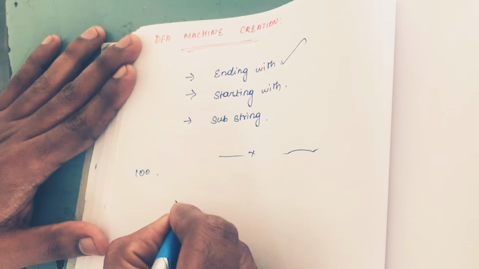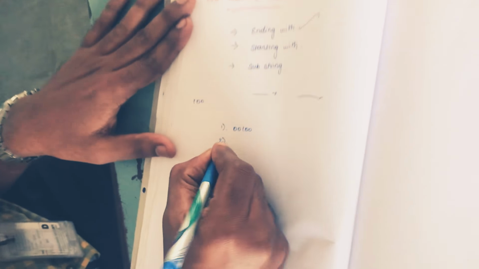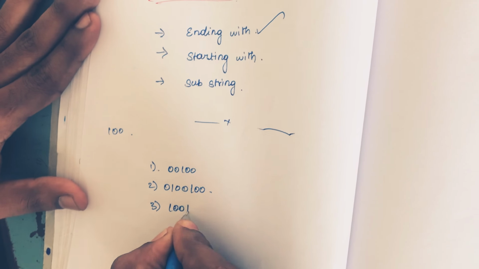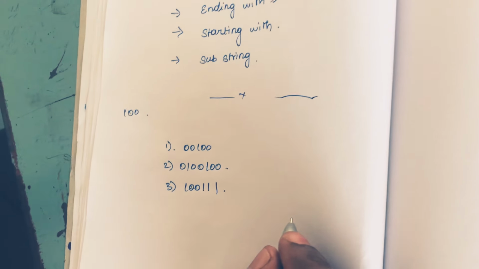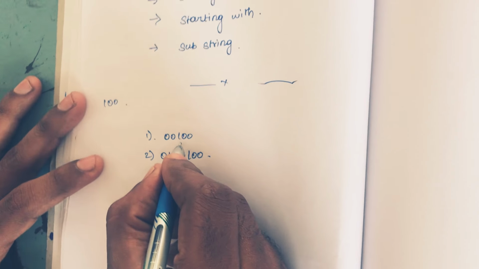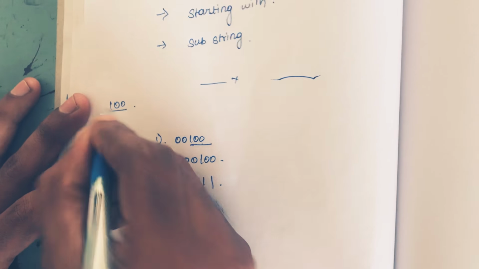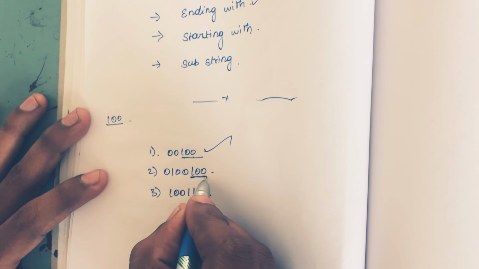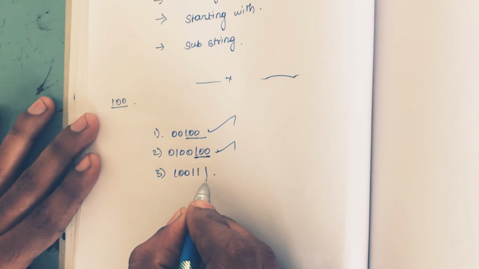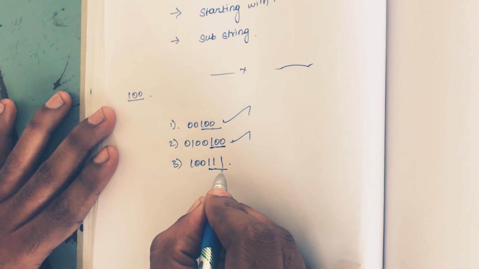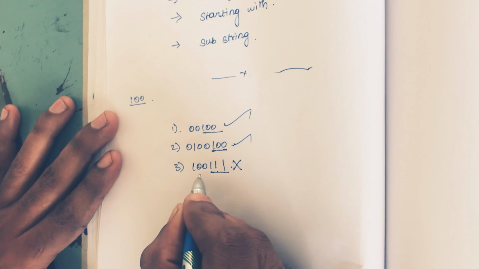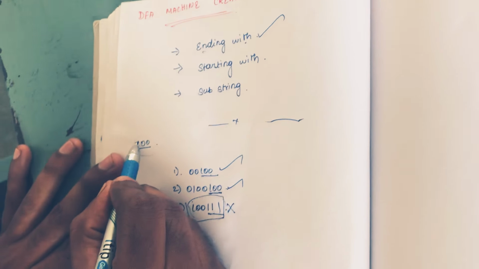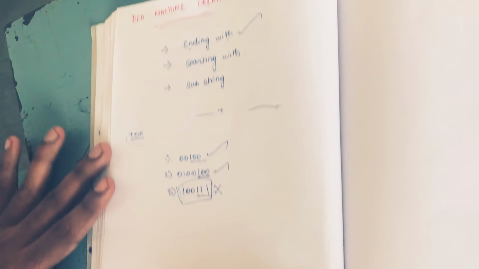Let us take three examples: 00100, second one 0100, and third one 100111. So you see, what is the ending with the first one? We have reached 100, so it should reach the final state. And here also 100, so it should reach the final state. And here, 111. Is it ending with 100? No. So definitely, if you take this string for the ending with 100 category, it should not reach the final state. So that is a condition.